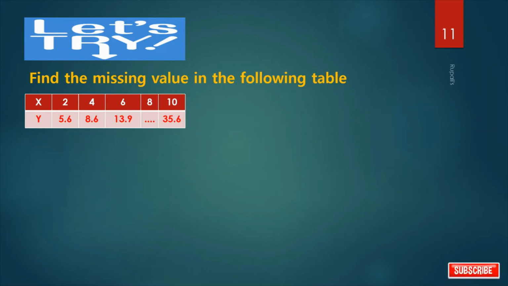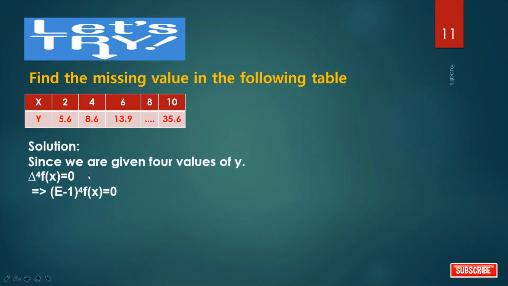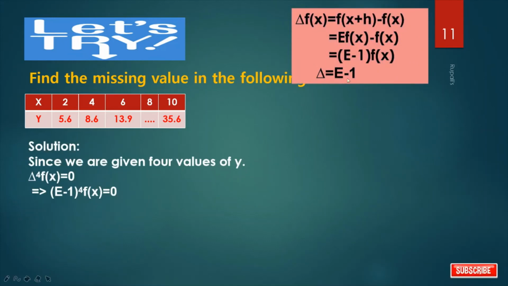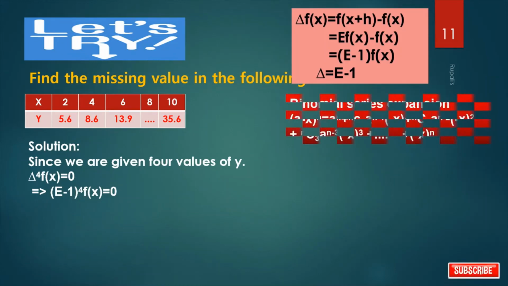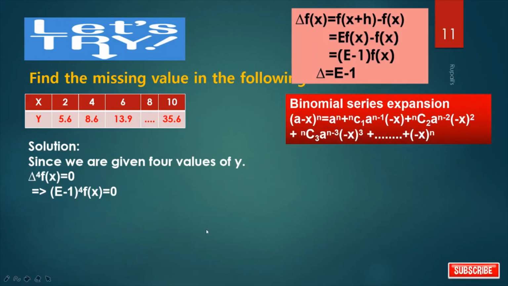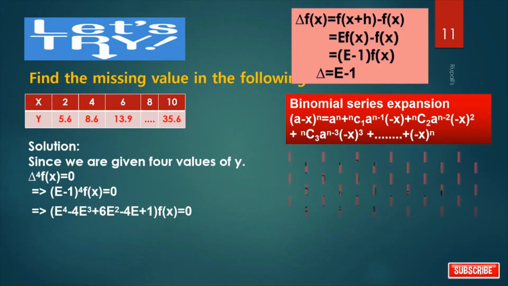So we can write that delta to the power 4 f(x) equals 0. And we already learned that delta equals e minus 1. So we can easily write (e minus 1) to the power 4 f(x) equals 0. And from binomial series expansion, we can expand it and we get (e minus 1) whole to the power 4 f(x) is e to the power 4 minus 4 e cube plus 6 e square minus 4 e plus 1, f(x) equals 0. And we already learned what is the shift operator.